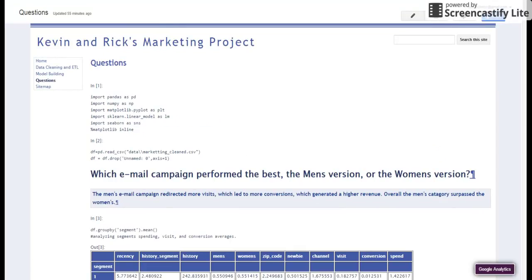All right, now we can go ahead and move on to our questions and get our main business perspectives and questions answered. First off, which email campaign performed the best? Overall, it was the men's. Mostly so, it redirected more visits, led to more conversions, and generated a higher revenue overall.